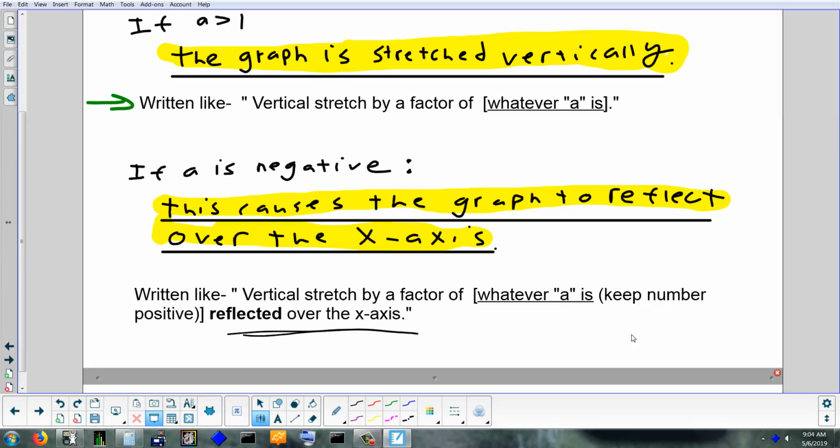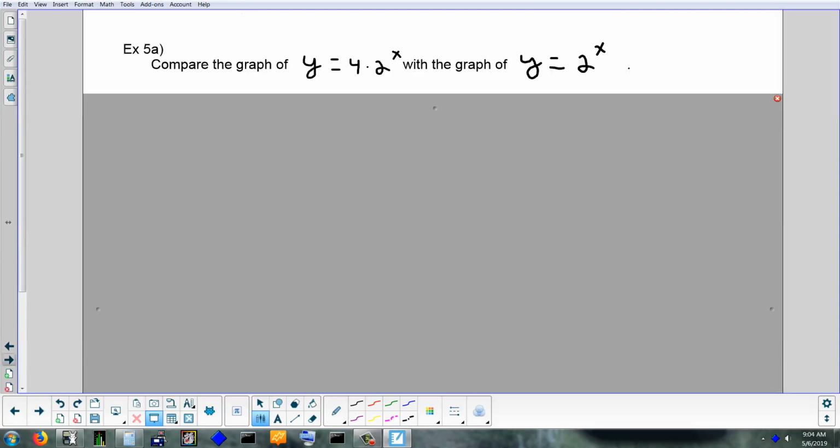What happens if you put in a negative number for A? Right there. It causes the graph to reflect over the x-axis. Okay? So, let's look at this one.